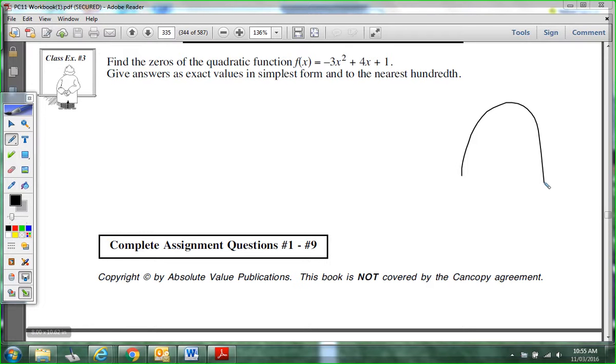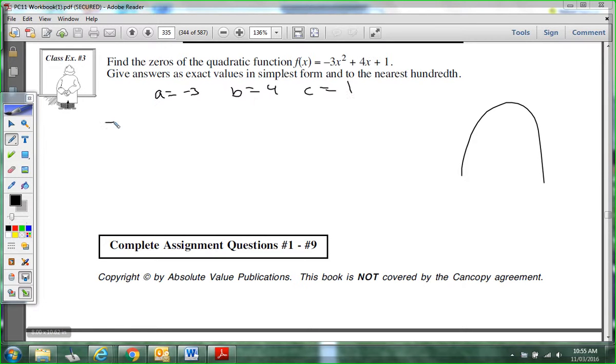And that's why A is the same in standard form and general form. That A is the same A. It's not a different A. So this negative 3 tells you the parabola is going down. All right, so here we go. So that means my A is negative 3, my B is 4, and my C is 1.